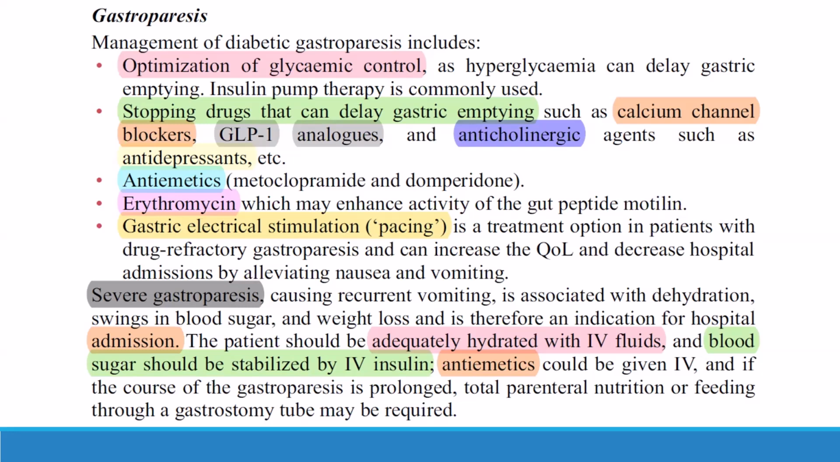Domperidone can cause a prolongation of the QT interval, so it requires specialist approval. A severe gastroparesis causing recurrent vomiting is associated with dehydration, so the patient is required to be admitted and adequately hydrated with intravenous fluid. Blood sugar should be stabilized by intravenous insulin with antiemetics.